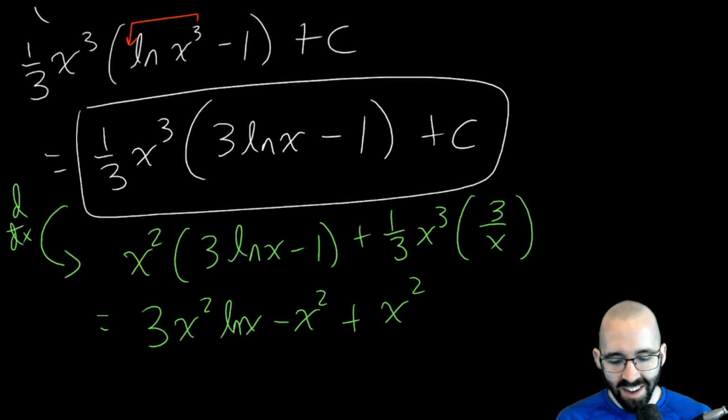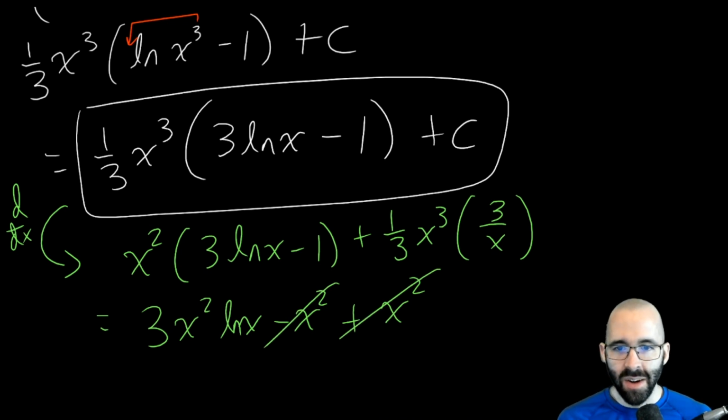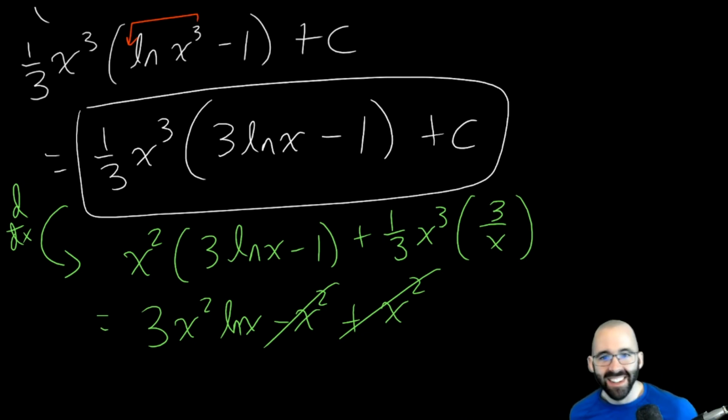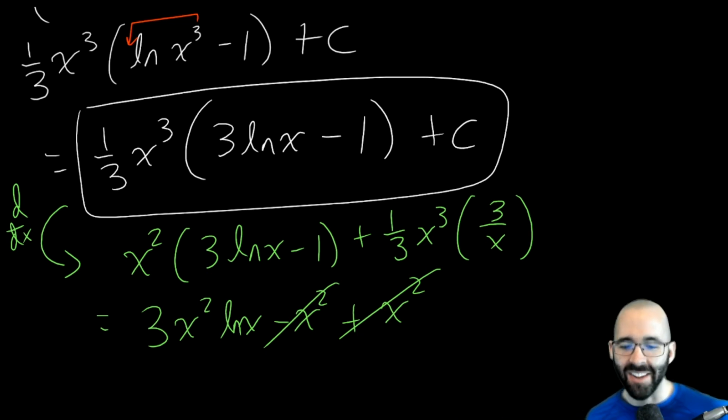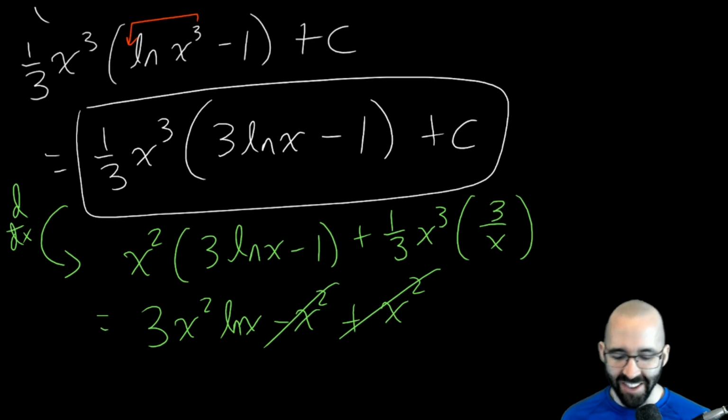Oh. Wait, I did make a mistake, right? Because the original problem wasn't 3x squared ln of x. Oh, it was! No. Oh, wait. All right, I'm having a crisis at the moment.